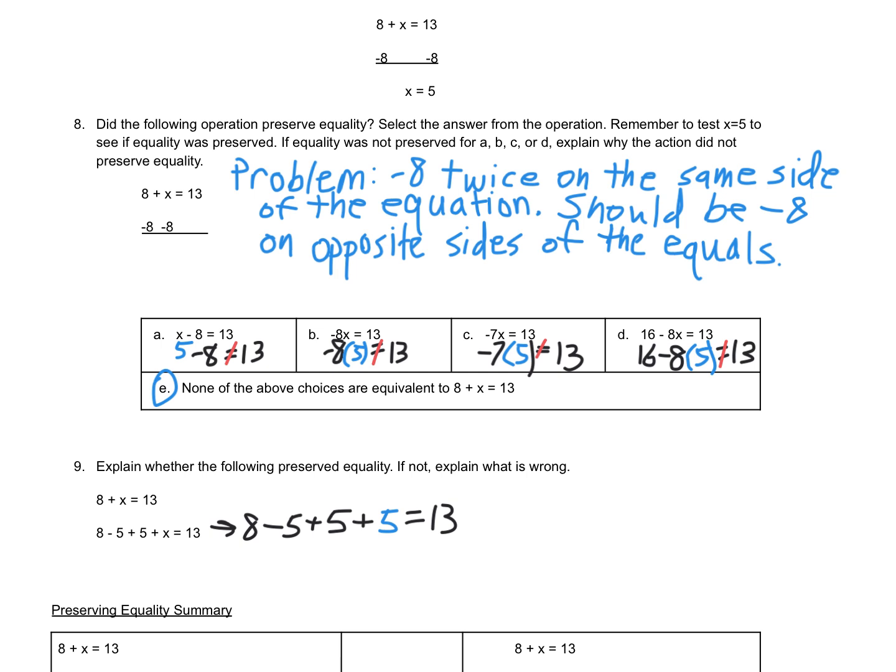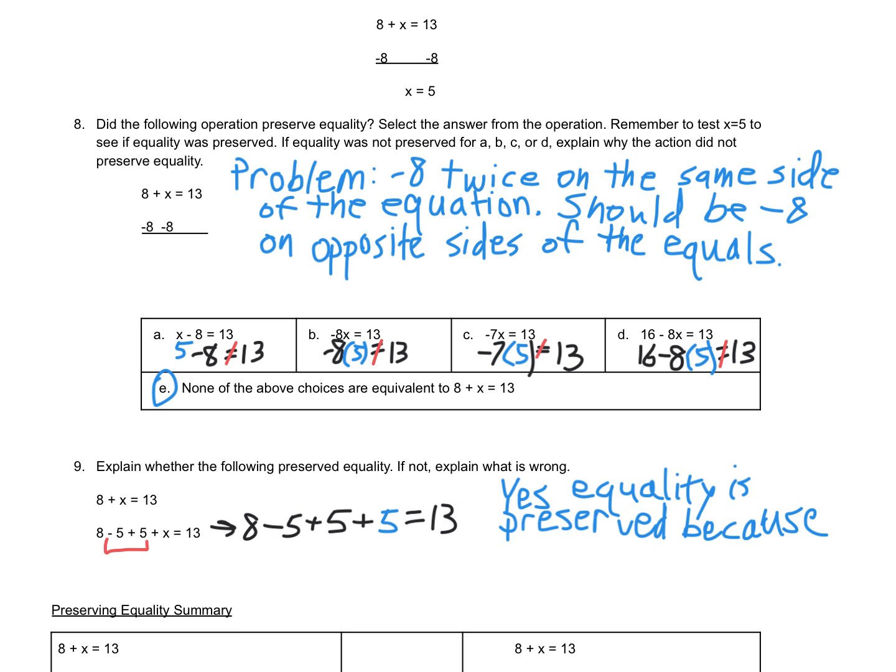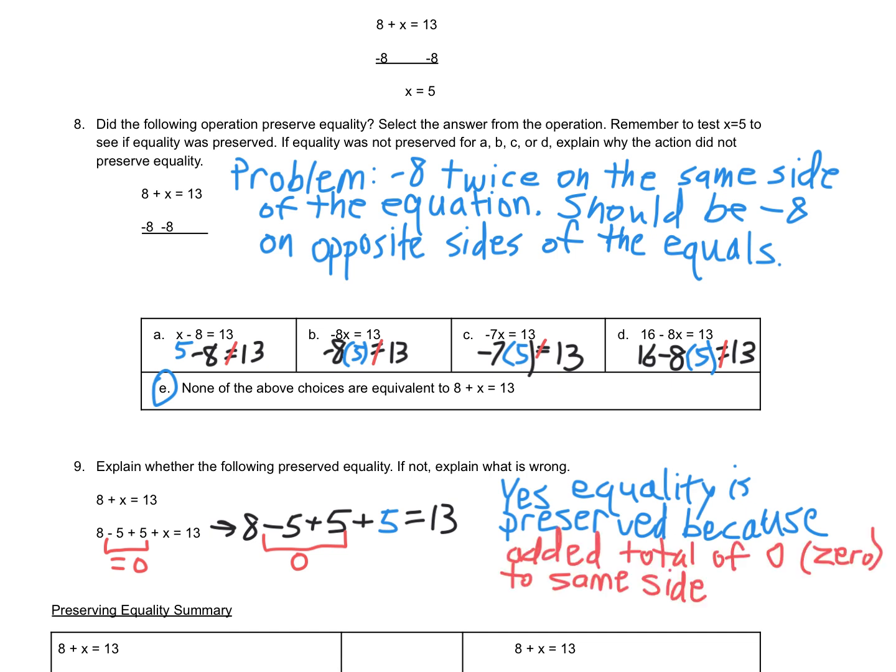And that's because negative 5 plus 5 is a total of 0. We're adding 0 to that side. So I can add a total of 0 to the same side because that doesn't change my overall answer, right? 8 plus 5 is 13. So as long as I have a positive and negative of the same number on the same side, I'm okay.